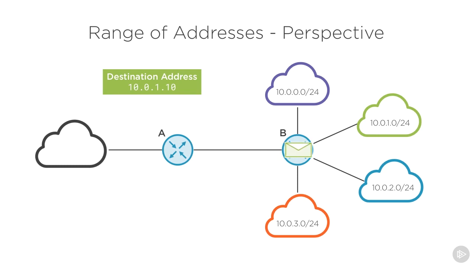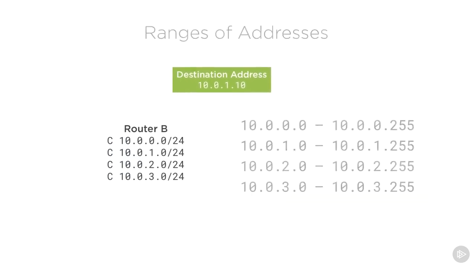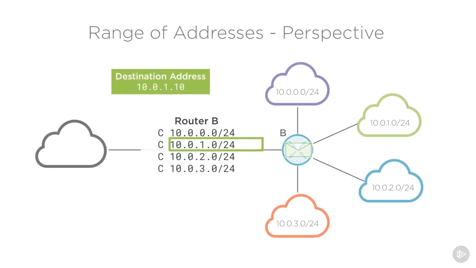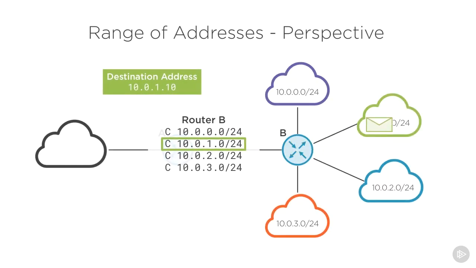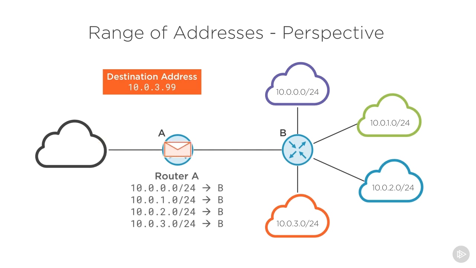So what we'll do then is we will use that static route and forward our message onto router B. When the message arrives on router B, it is going to have 4 directly connected networks, one for each one of these subnets. And here we're going to do the same lookup again. We're going to find out which one of these 4 directly connected networks contains the range of addresses where 10.0.1.10 exists, and then we'll use that route to forward our message to that network.